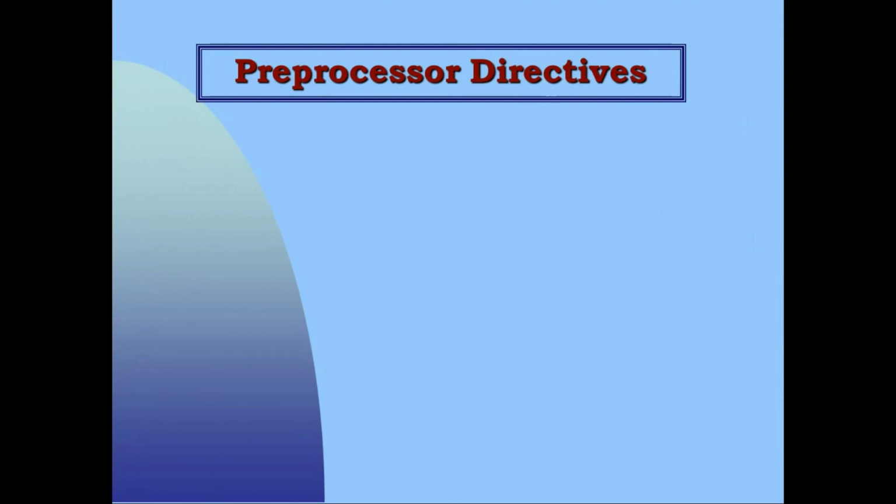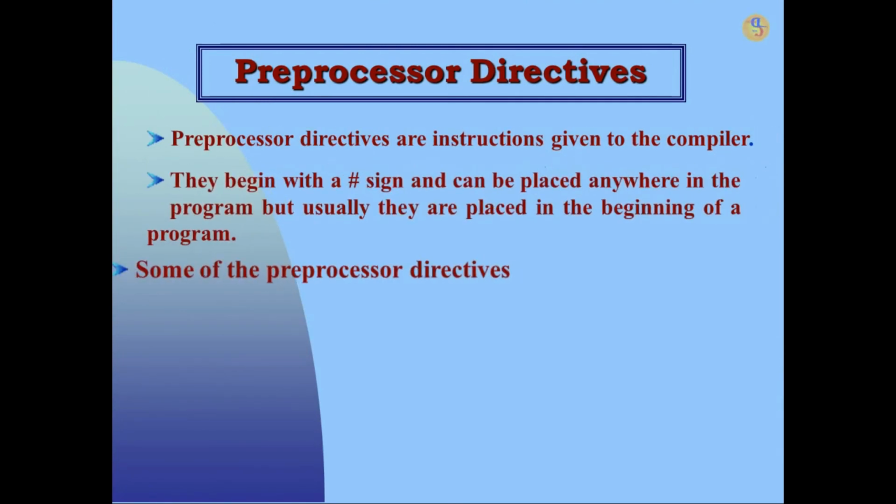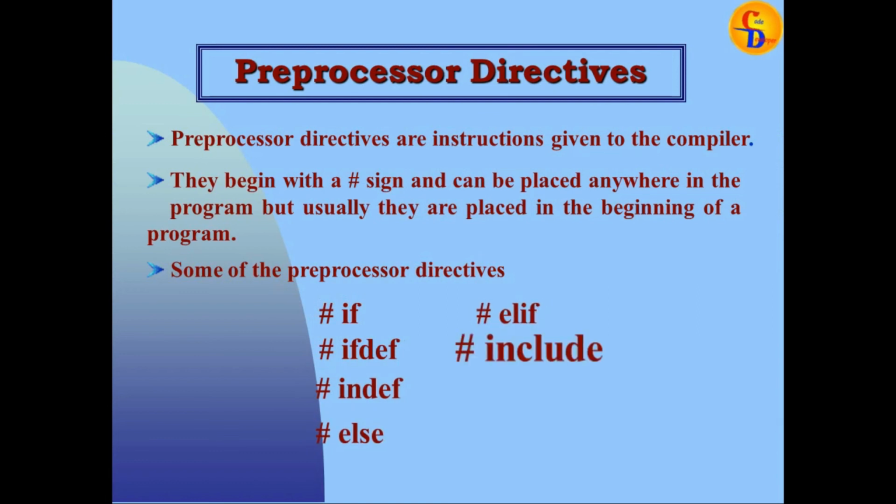Then preprocessor directives. Preprocessor directives are instructions given to the compiler. They begin with a hash sign and can be placed anywhere in the program, but actually they are placed at the beginning of a program. Some of the preprocessor directives: #ifdef, #ifndef, #else, #elif, that is else if, then #include, #define, then #undef.